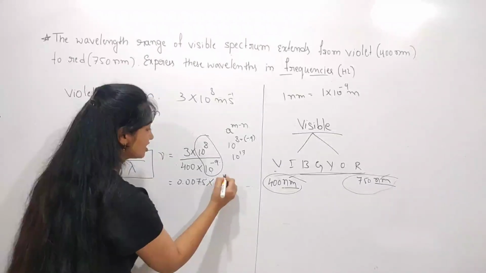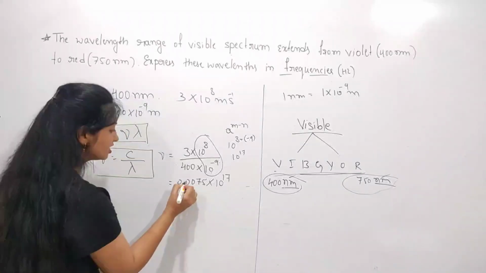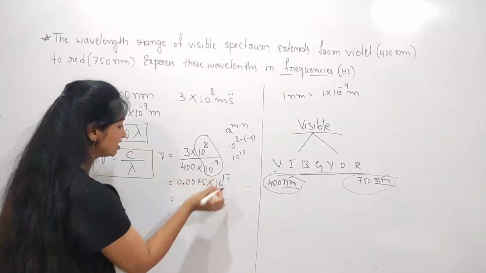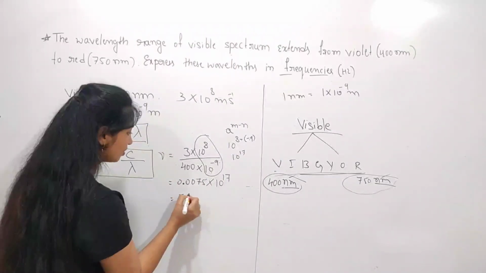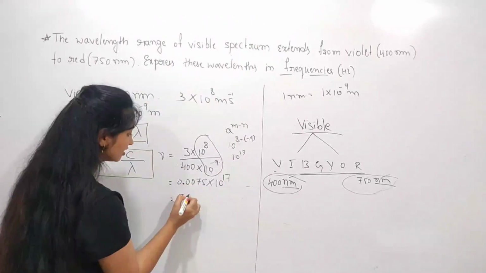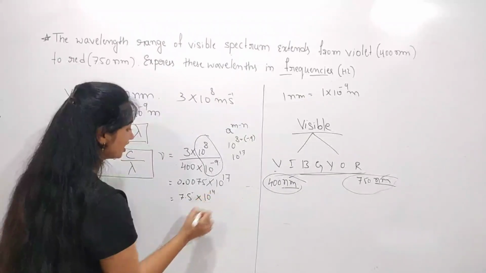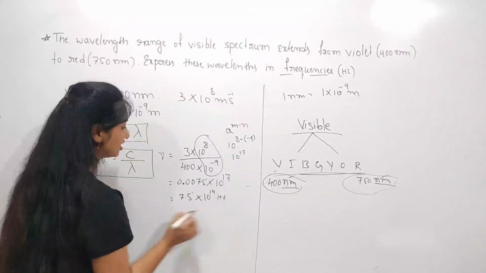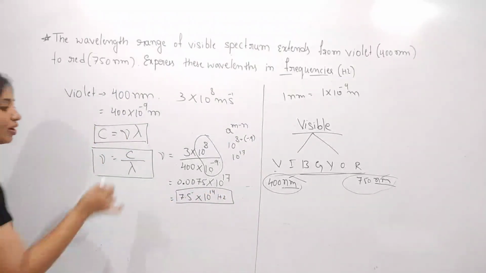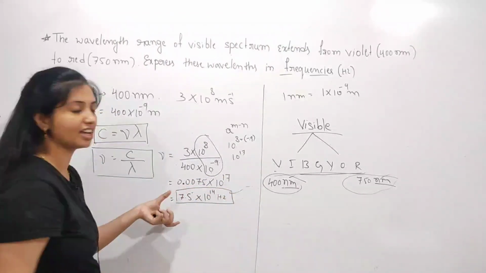We got 10 raised to 17. And next is 0.0075 into 10 raised to 17. I shift this decimal point to the right side, 3 points, so 7.5 into 10 raised to 14 hertz. So, this is the answer, 7.5 into 10 raised to 14 hertz. In terms of frequencies, we can express this value.